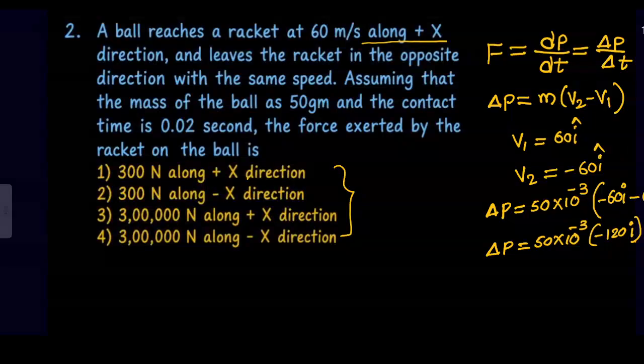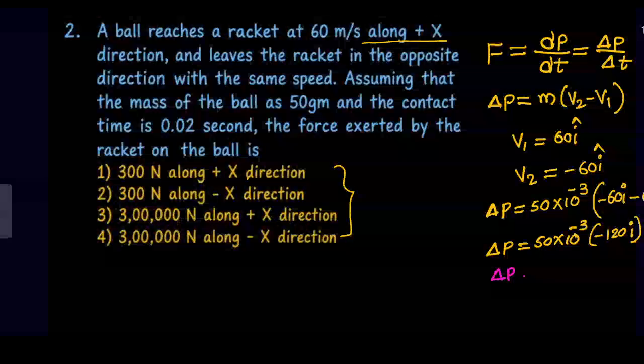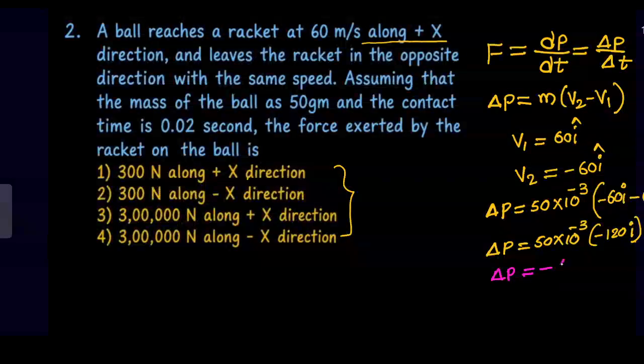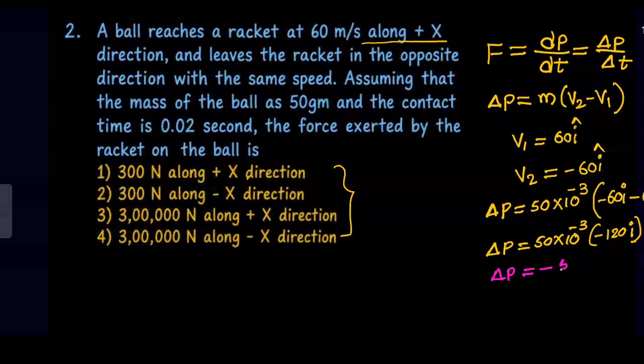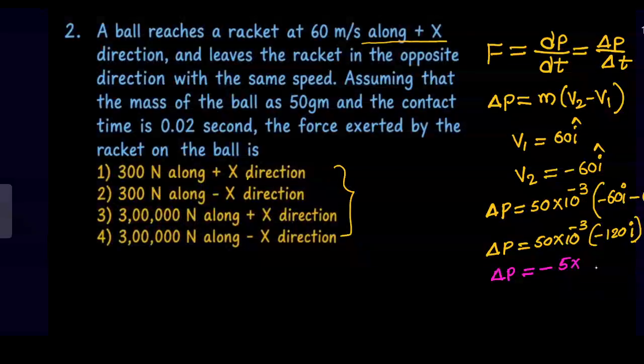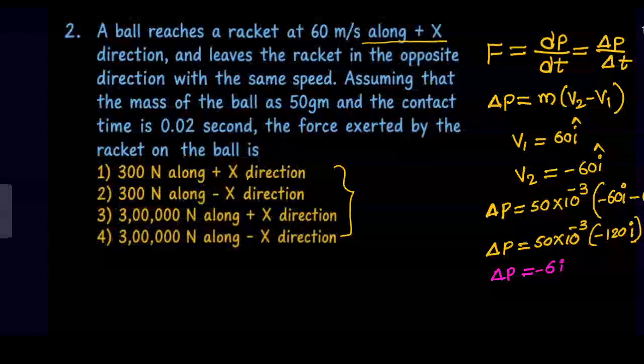So we'll get the delta P. So this value we can write as minus. Here 5 into 2, zeros will get cancelled. So this is 60, 3 zeros will get cancelled. So minus 6 I cap. Now check it.